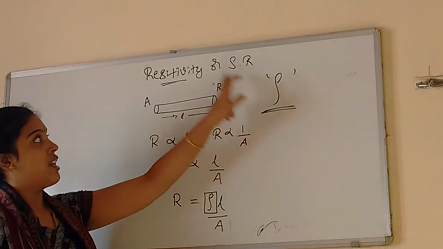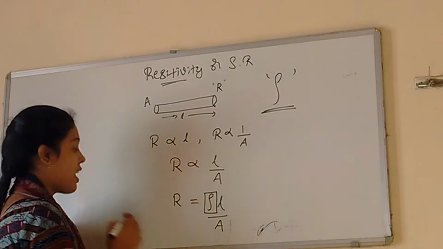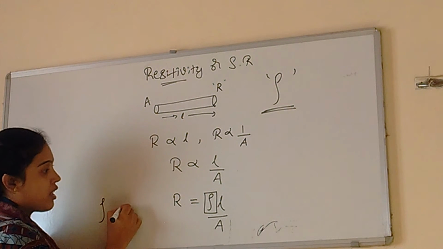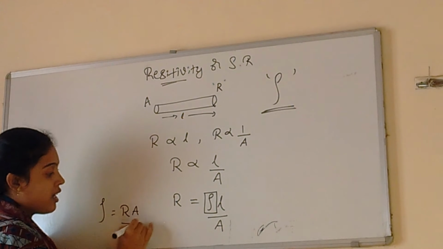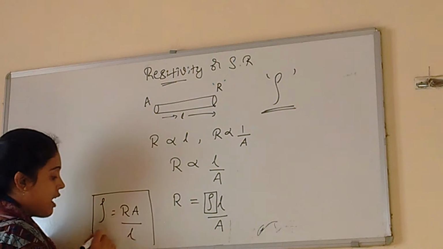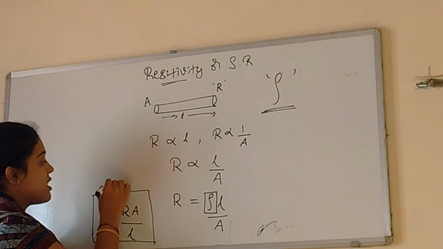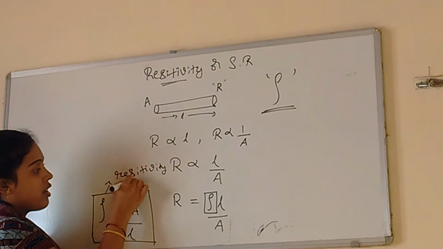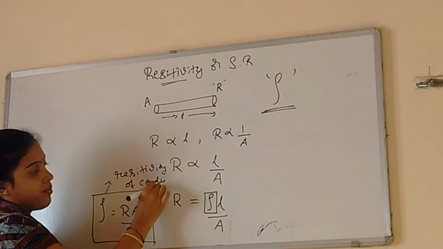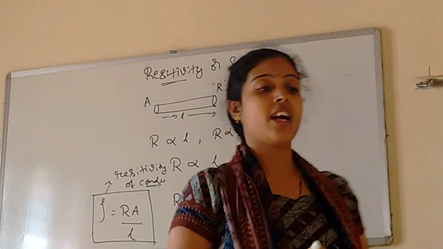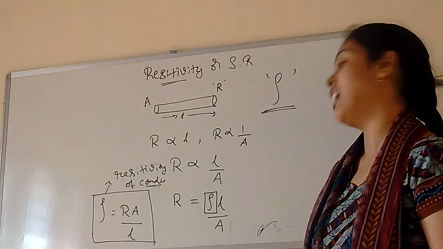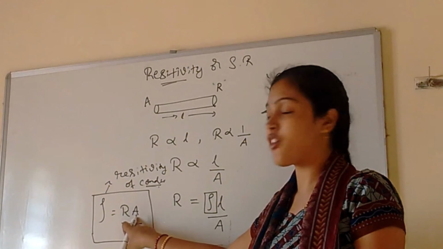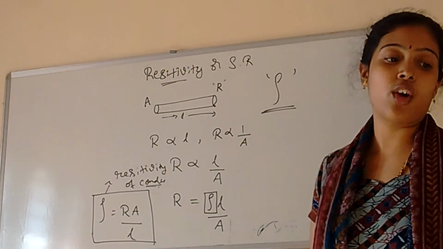Okay, clear? So from this I can write rho is equal to, cross multiply, rho is equal to RA by L. Am I right? Rho is equal to RA by L. This is the resistivity of a conductor. Understood? R is the resistance, A is the area of cross section and L is the length.